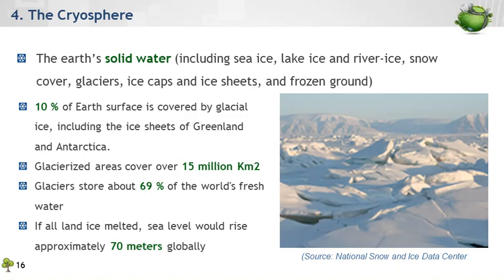So globally, around 10% of the Earth's surface is covered by glacial ice, which is approximately 15 million square kilometers, including the ice sheets of Greenland and Antarctica. The glaciers store about 69% of the world's fresh water. With this enormous amount of water storage, if all land ice melted, sea level would rise approximately 70 meters around the world.